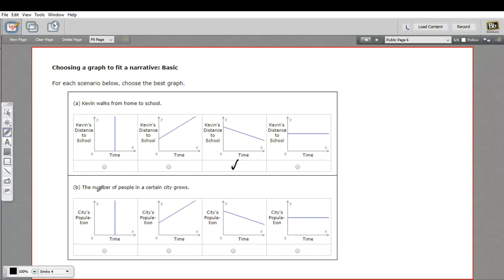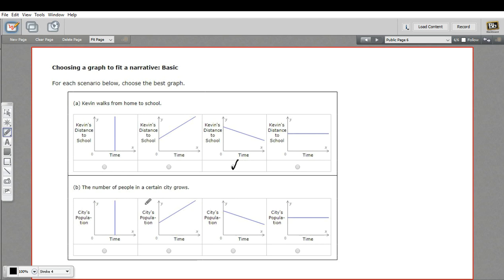All right, let's look at B. It says the number of people in a certain city grows. And again, we have this weird looking graph where suddenly there's one specific time and the population is really all over the place. The population is zero. It's also way high at the same time. Just doesn't make sense.